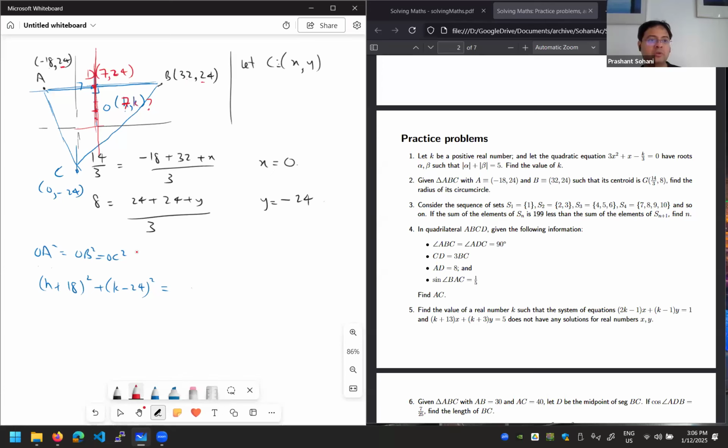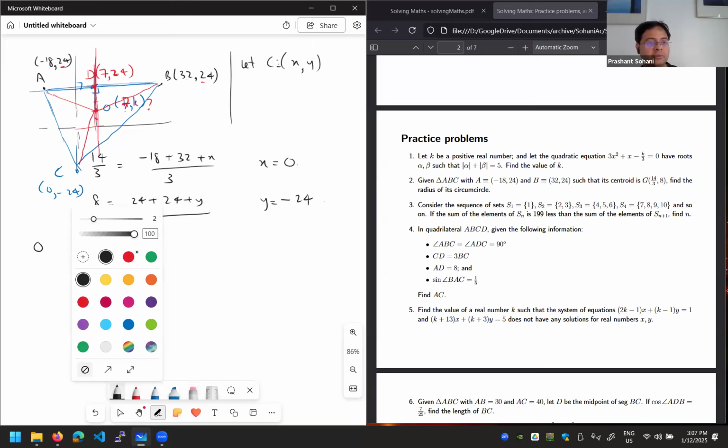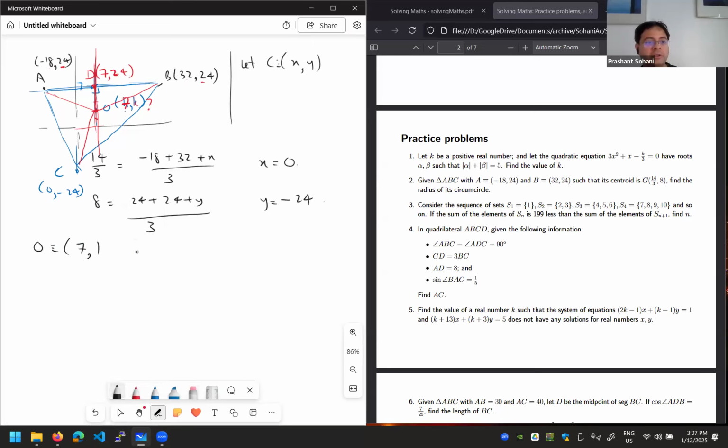Okay, so now to find the y coordinate, I'm going to compare OA and OC. Now OA and OB are going to be equal because this is the perpendicular bisector. So any point on this line will be equidistant from A and B. So I need to compare OC now. Here this was OA square. So similarly, if I write OC square, what am I going to get? Let me write this again. My circumcenter is of the form 7 comma something.